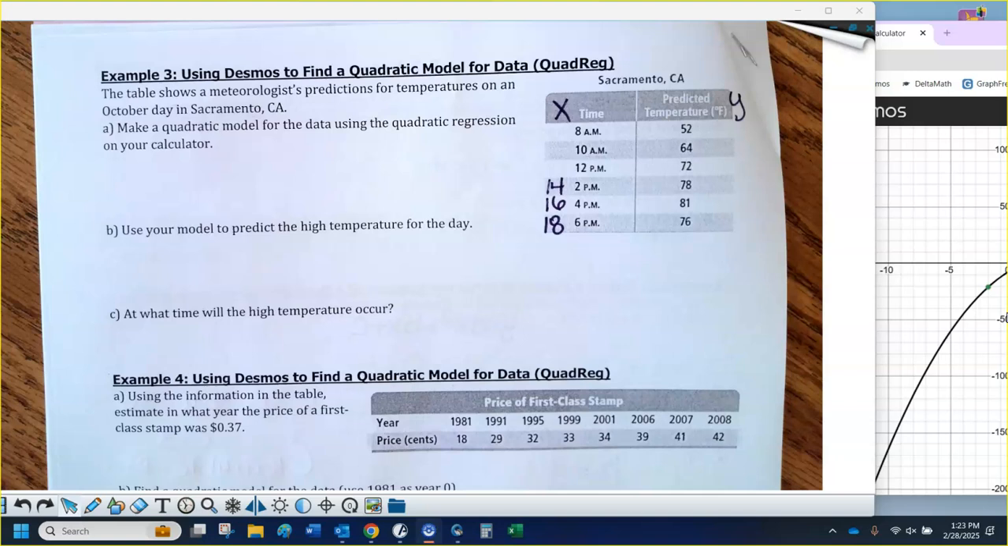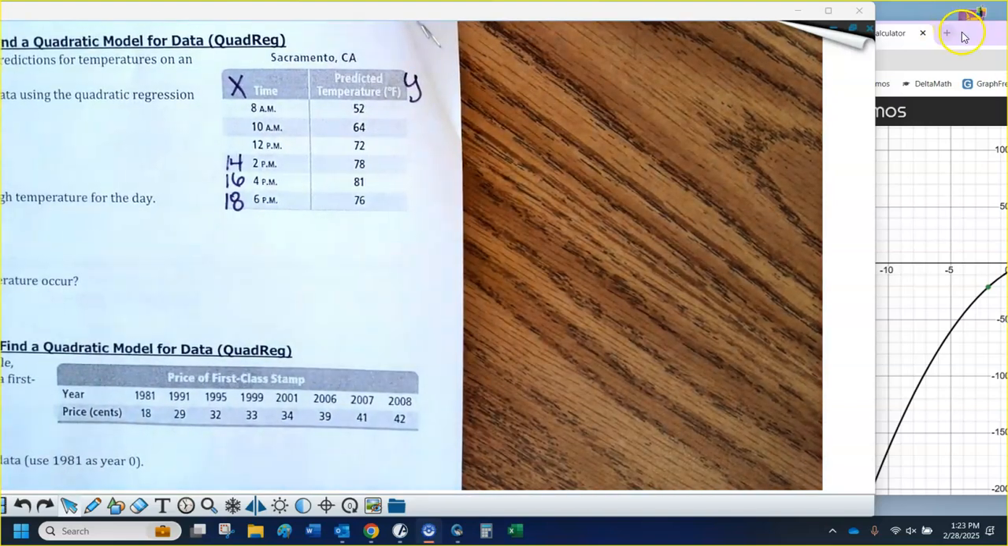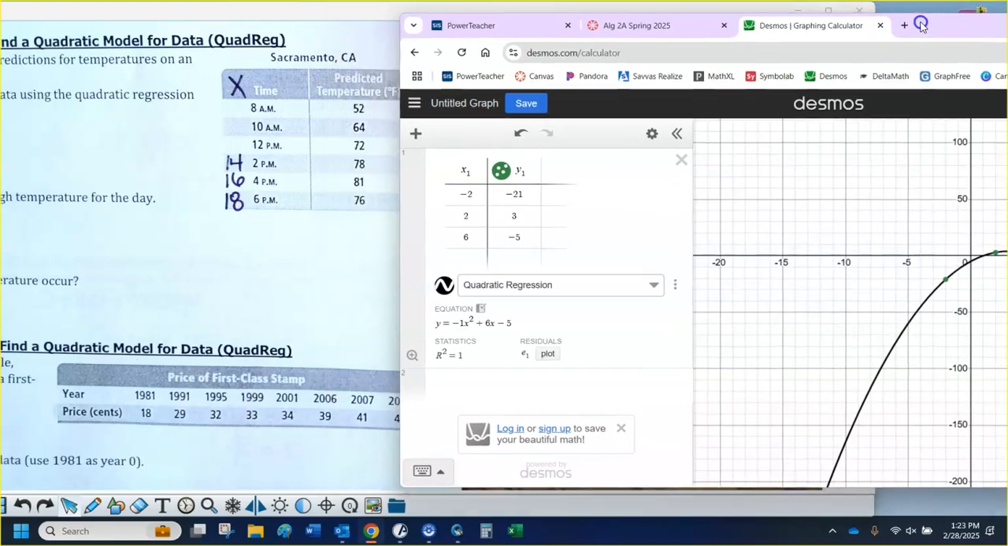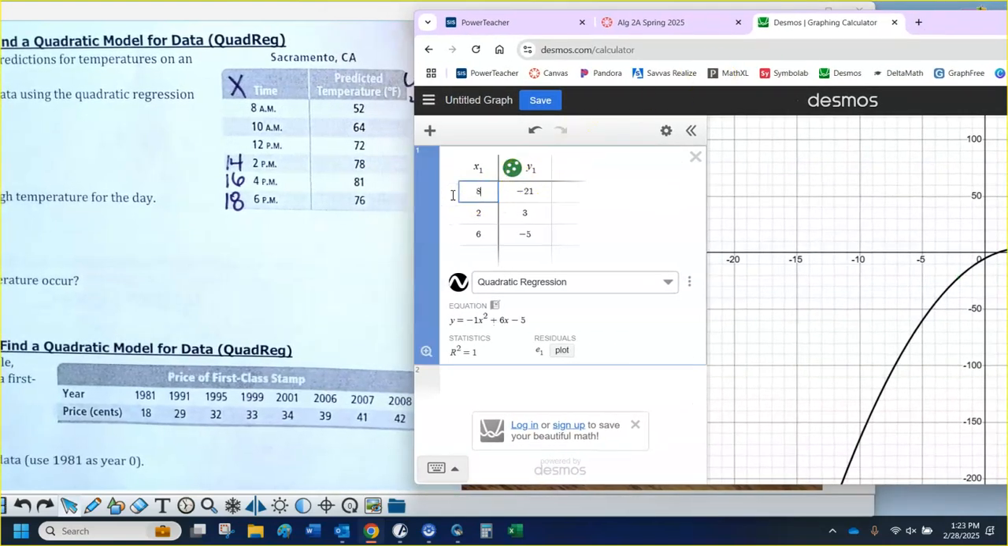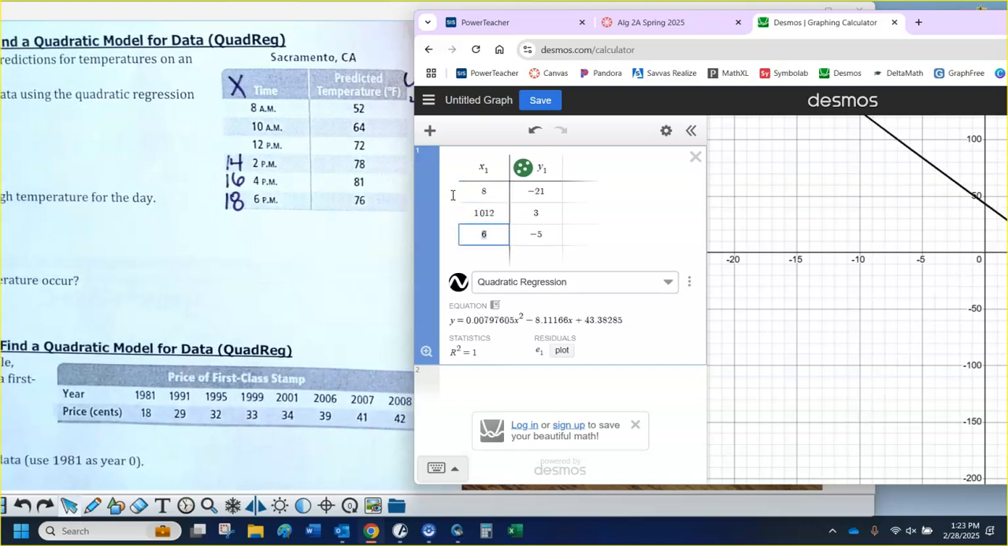So if you have time, something like that, the afternoon hours, we'll just use military time. Other than that, I'm going to use this table, and we're going to plug this into our lovely table on the Desmos. Okay, so I'm just going to start, and I'm just using the arrow keys to go down. So I'm doing like 8, 10, 12, and then it's just like 14.